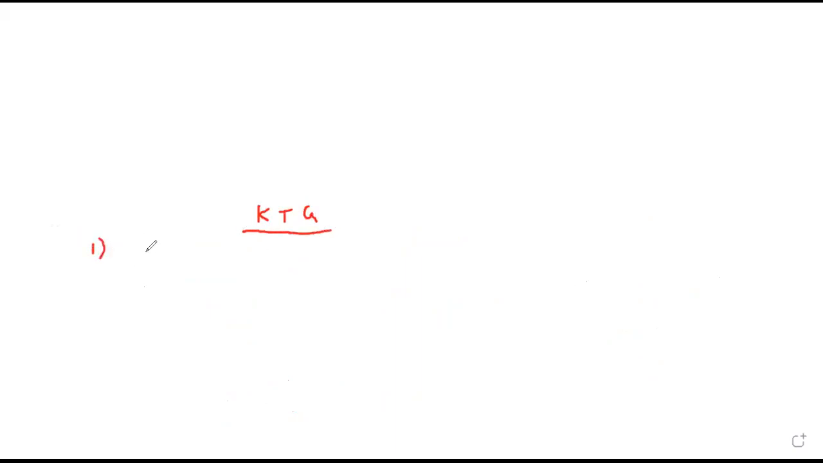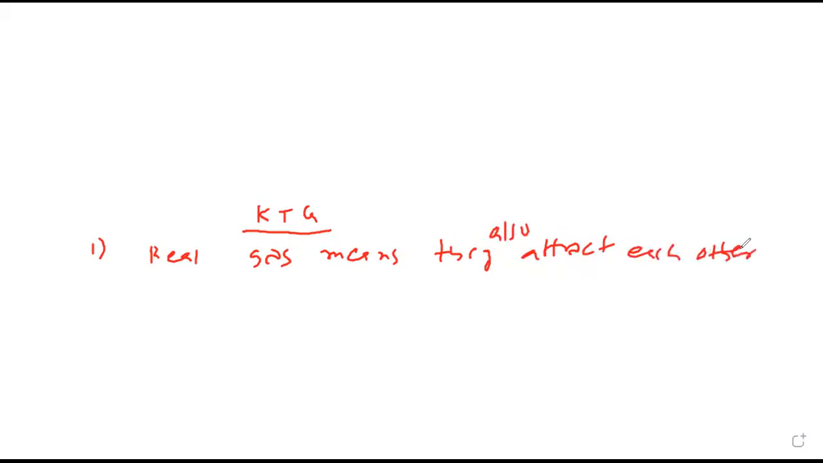What are real gases? Do they obey the ideal gas equation or not? No, real gas will not obey the ideal gas equation. They should become ideal first. So real gas means they attract each other, and ideal means they never attract each other. Real gases also attract each other, that is why they are called real. They do not obey the ideal gas equation.